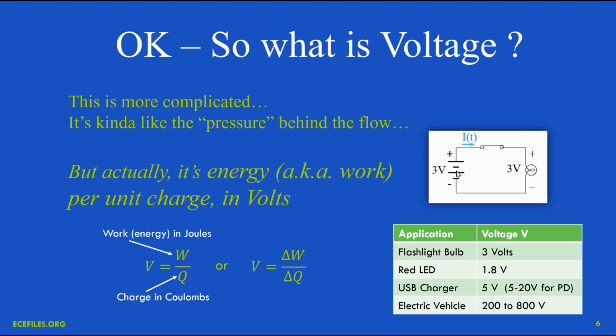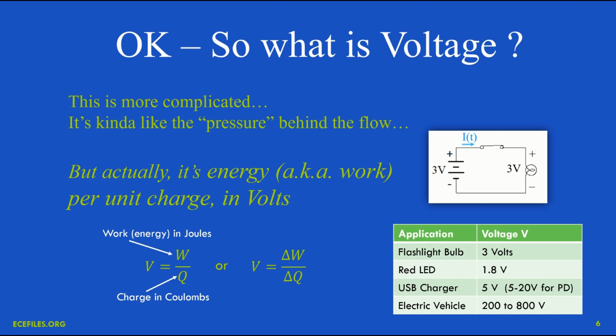And so there's work involved because it has to push positive charge against a positive plate up here. When the switch is closed, those charges want to come together. How do they come together? By going around the circuit and through the bulb. And as a given amount of charge, Q, or delta Q, flows around the circuit and through the bulb, a certain amount of work or energy is released in the form of heat and light.